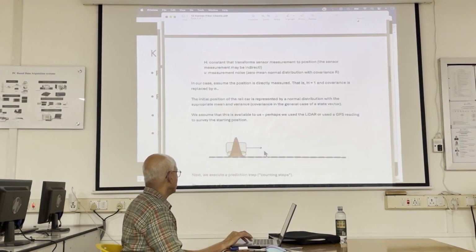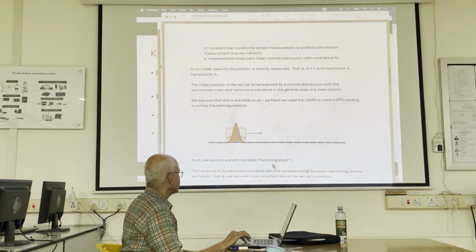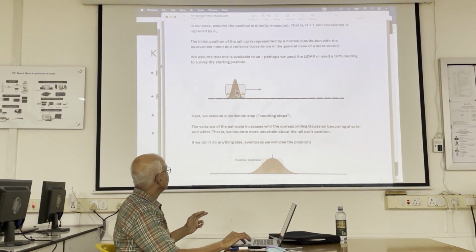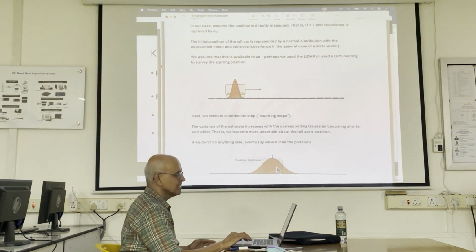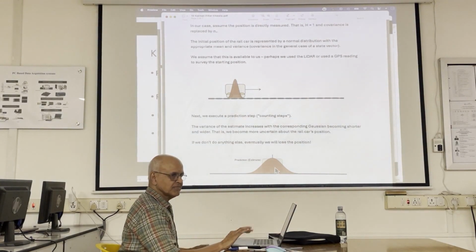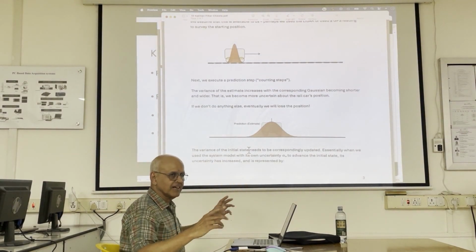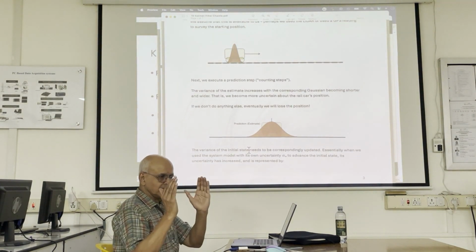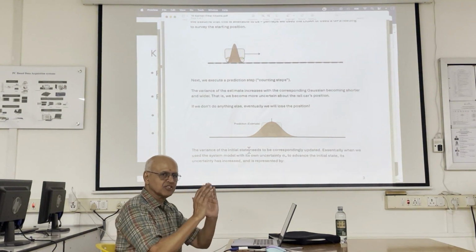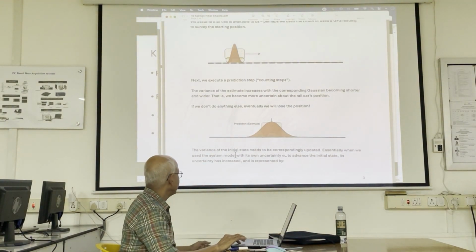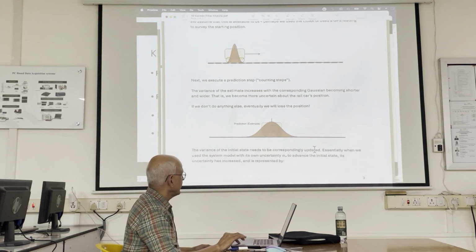It's starting to move now. Let's count the steps. See what happens? We saw this earlier: a narrow, tall Gaussian becomes a fatter, shorter Gaussian. And if we don't do something, we're going to be lost. So the variance of the initial estimate, when you go from here to here, is the variance equation I showed you earlier, where the time interval multiplying the variance of the system noise adds on to the position. The variance of the initial estimate needs to be correspondingly updated.